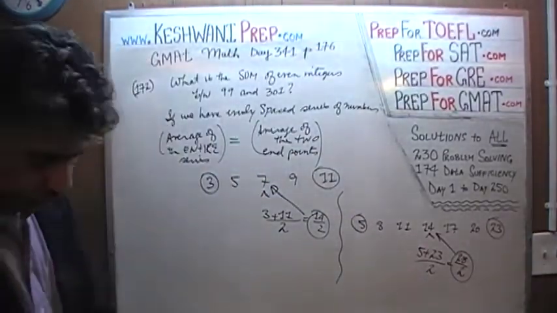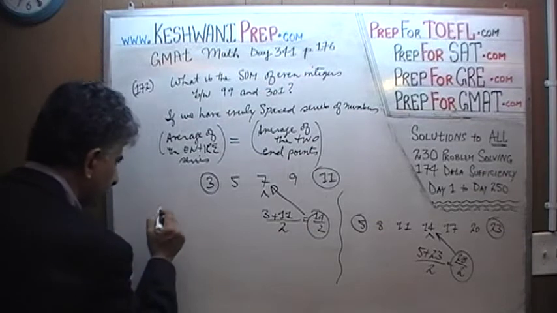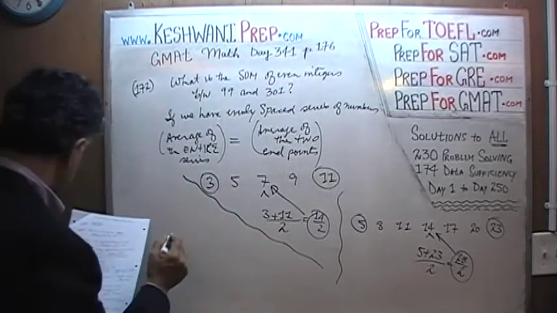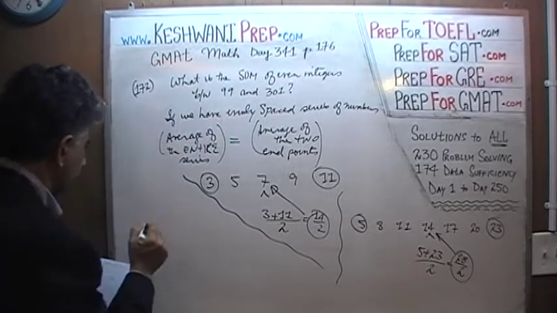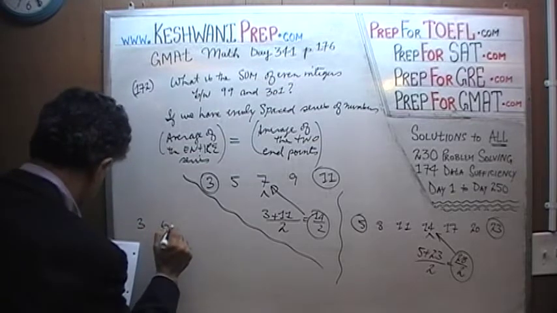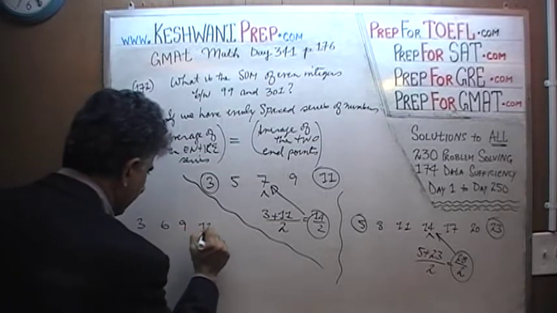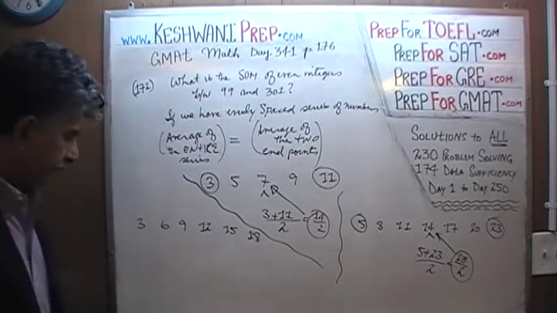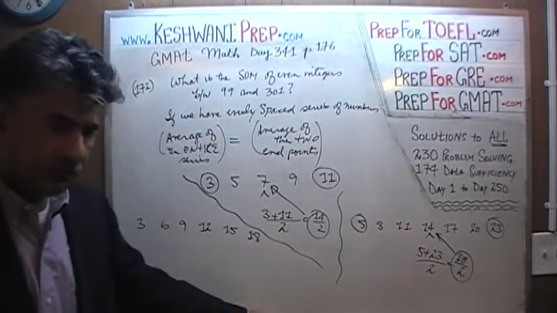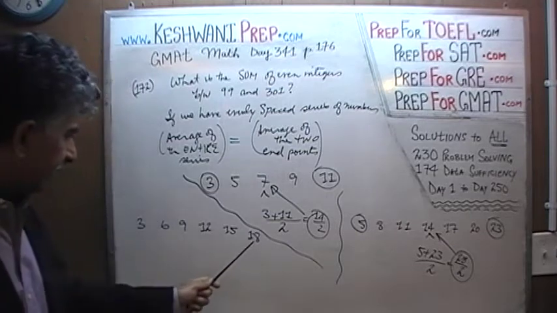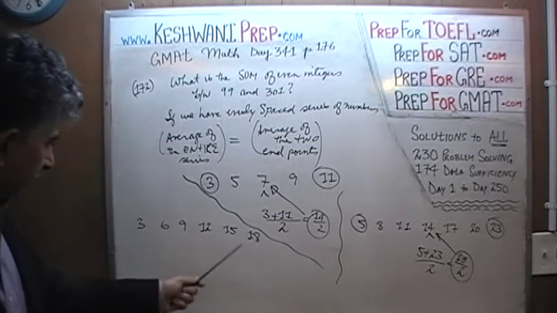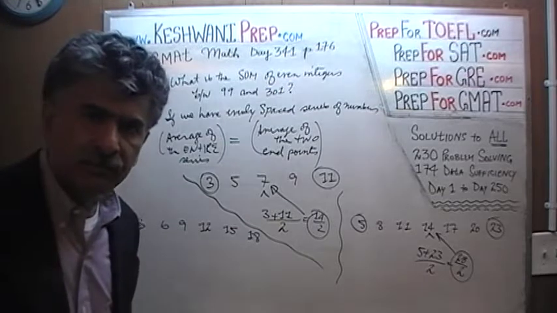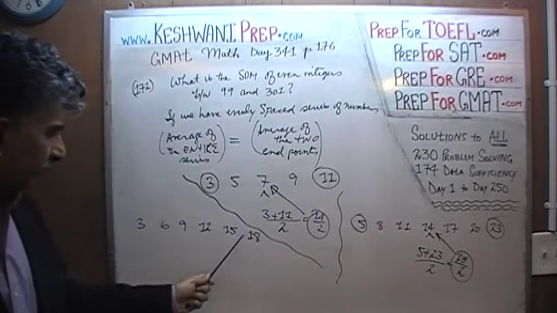Let's do one more. Maybe we have something like this: 3, 6, 9, 12, 15, and 18. Again, before we do any work at all, we have to first ask ourselves, is that an evenly spaced series? It is an evenly spaced series because it's all multiples of 3. It's just 3, 6, 9, 12, 15, 18.